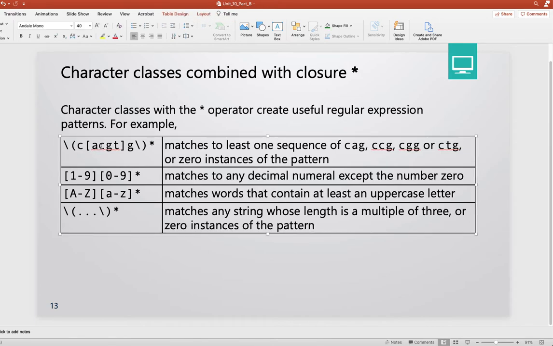So basically, the first C will match the first C in the result. Say those strings, they all begin with the C character, right, and end with the G character, and the character between C and G could be A, C, G, or T, like this one, okay? Or it will match zero instances of the pattern.